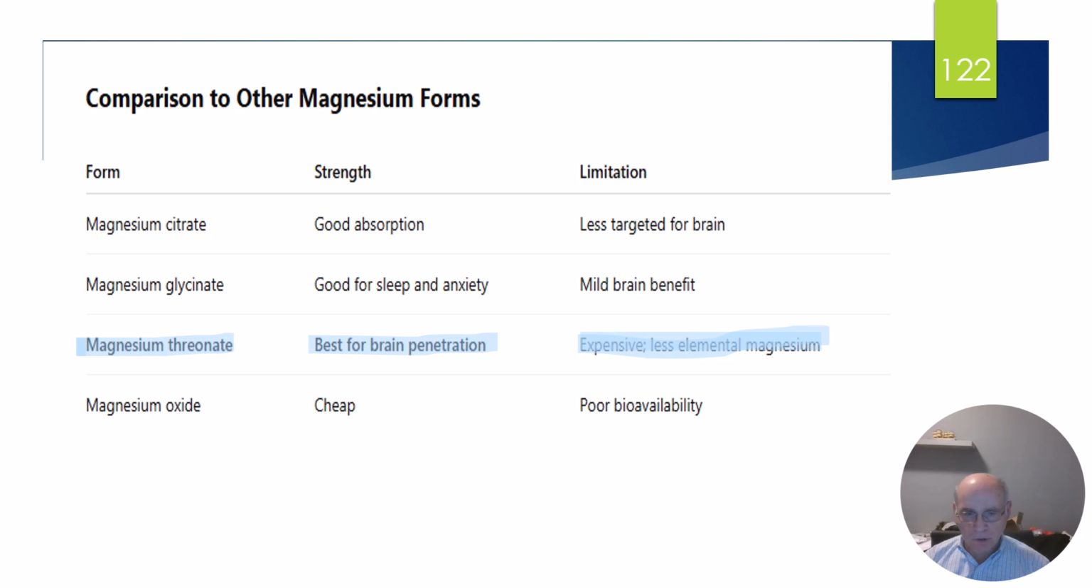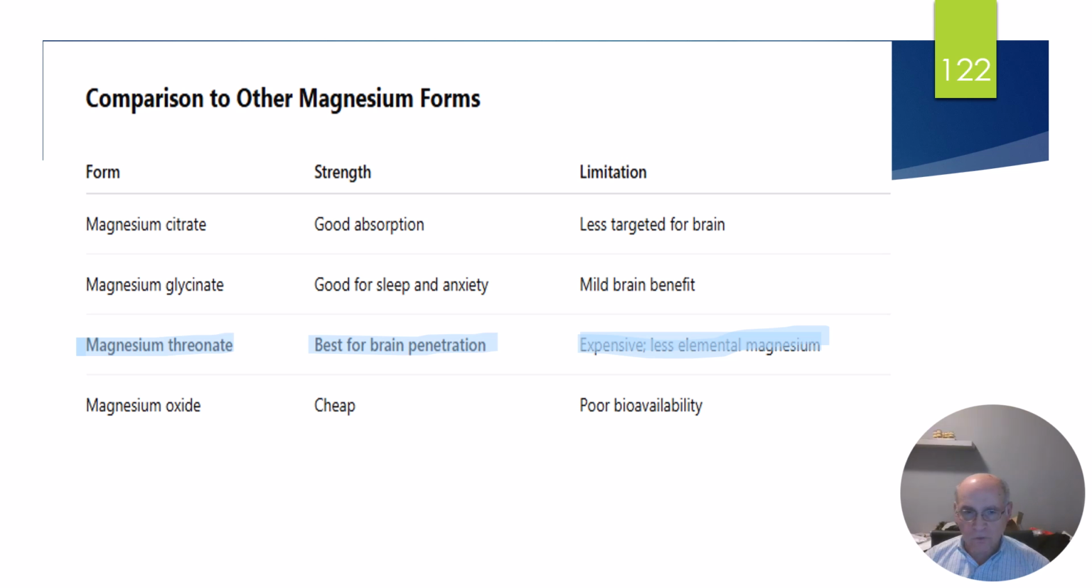And as far as the absorption is concerned, you can see magnesium citrate has good absorption, but it has less targeting on the brain. There's only one form of magnesium that crosses the blood-brain barrier. That's magnesium threonate. It's best for brain penetration, and the downside is it's expensive. It's not as cheap as other forms, magnesium glycinate or magnesium citrate or magnesium oxide, but it's the only form. It's sold in a proprietary blend called Magtein, and that's what you need to look for, and that's what you can order.